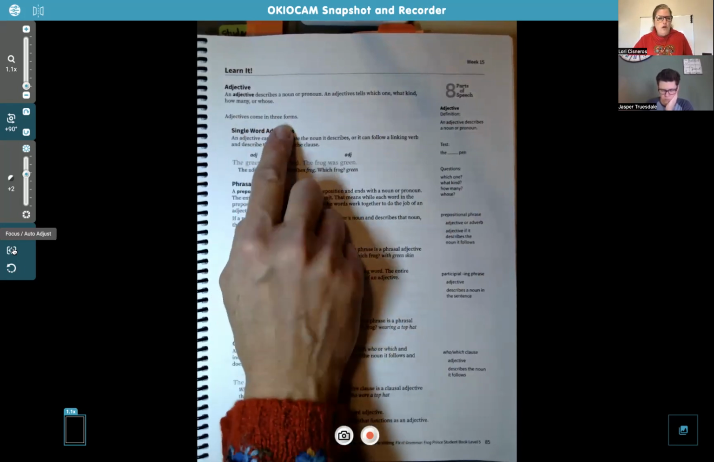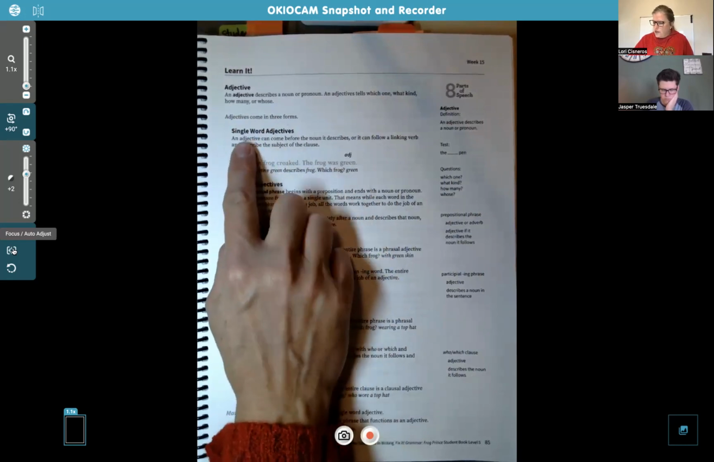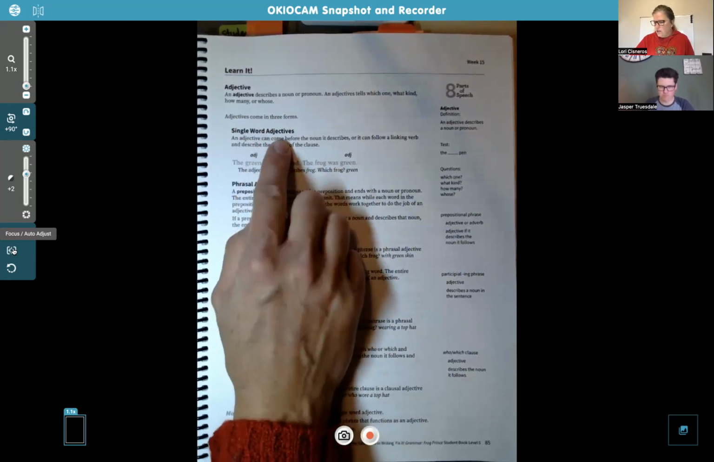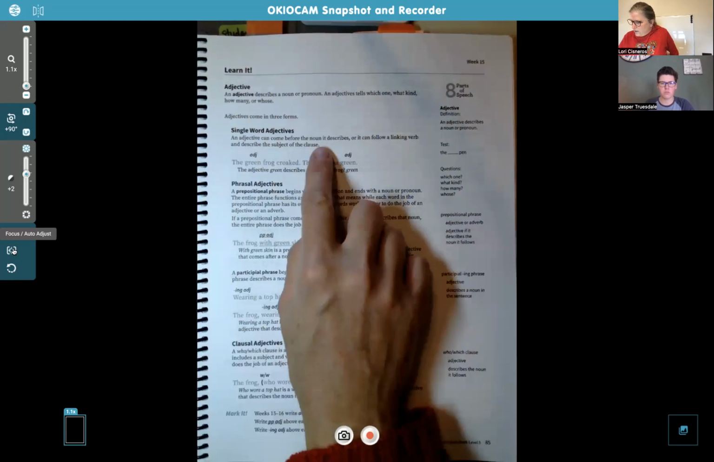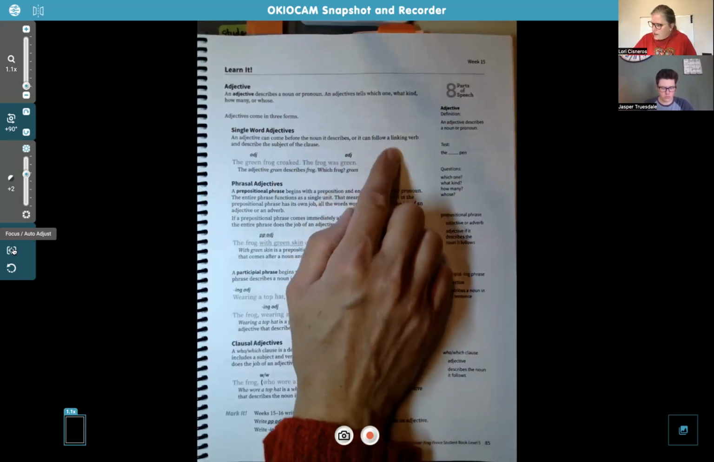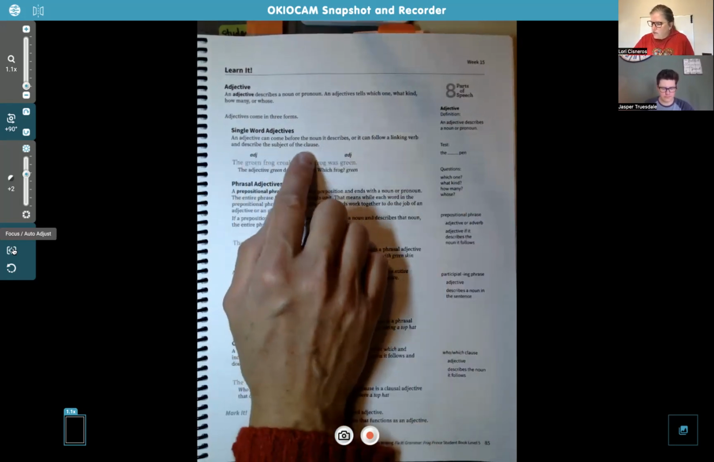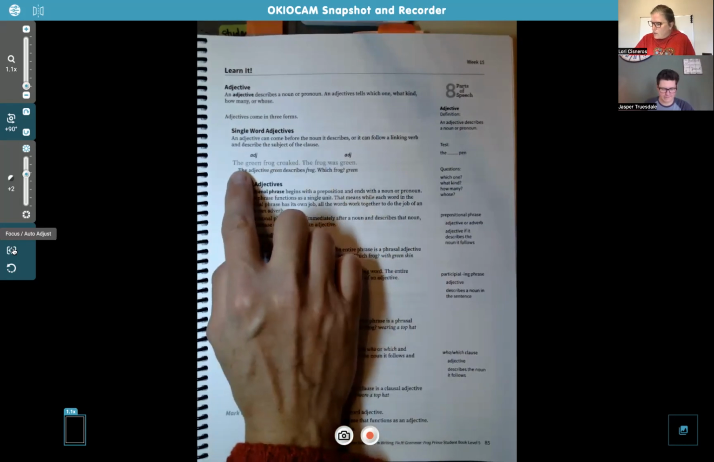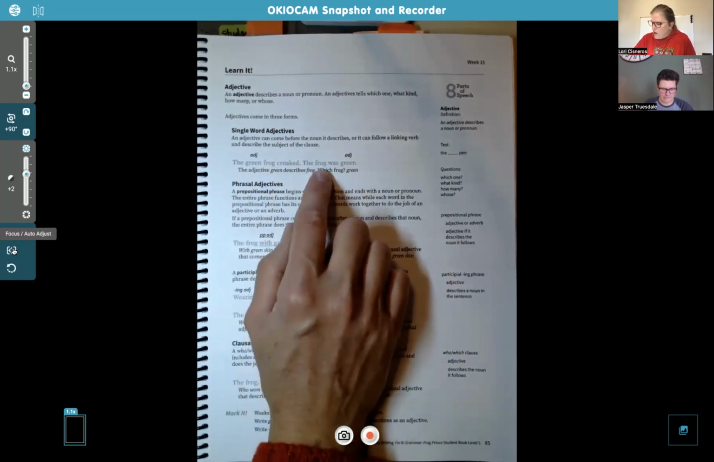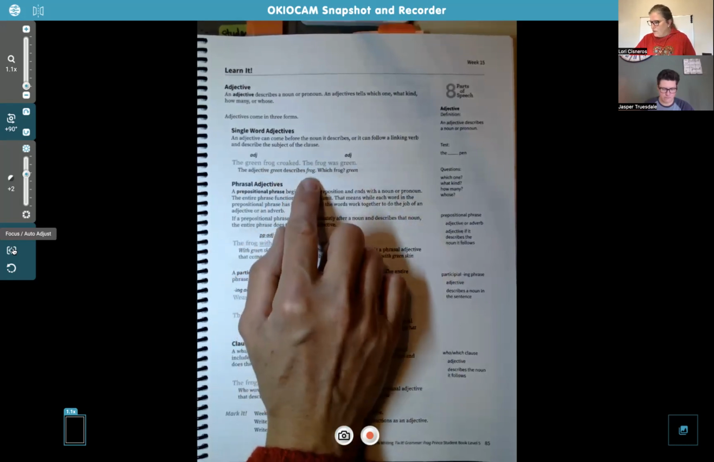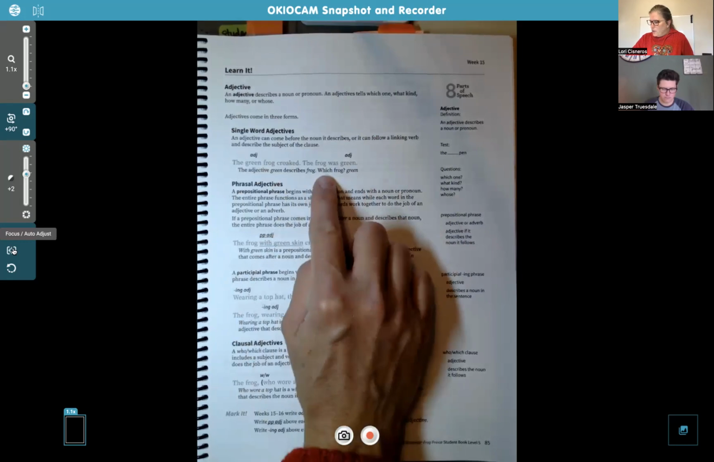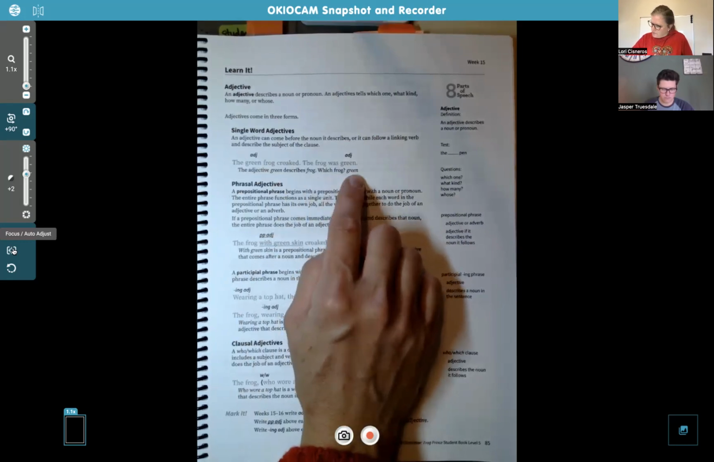There are three different forms of adjectives. So the first one here is a single word adjective. That's the one you've already been practicing in your grammar book. Basically, it comes before a noun it describes, or it can follow a linking verb and describe the subject of the clause. So here we have the green frog croaked. The frog was green. Obviously, the adjective is green, is describing the frog. And then which frog? It's the green frog.